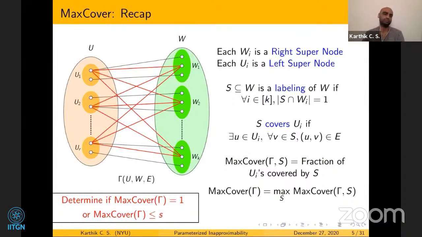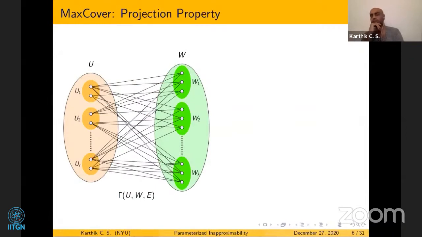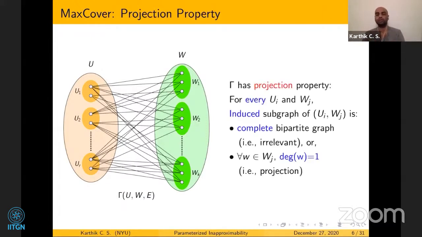Before I show the hardness of approximation result, I want to define MaxCover with an additional property called the projection property. So what is the projection property? It's a MaxCover instance as before, but we say that it has the projection property if the following holds. Fix a supernode W_j on the right and fix a supernode U_i on the left. So you have fixed these two supernodes, and then you look at just their induced subgraph.